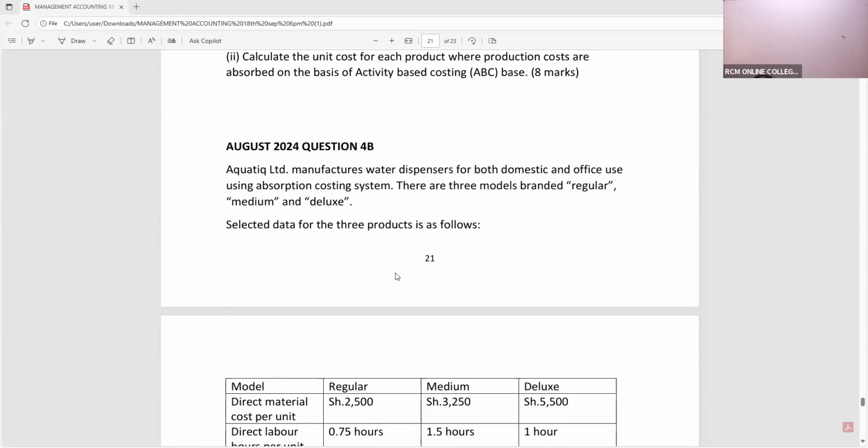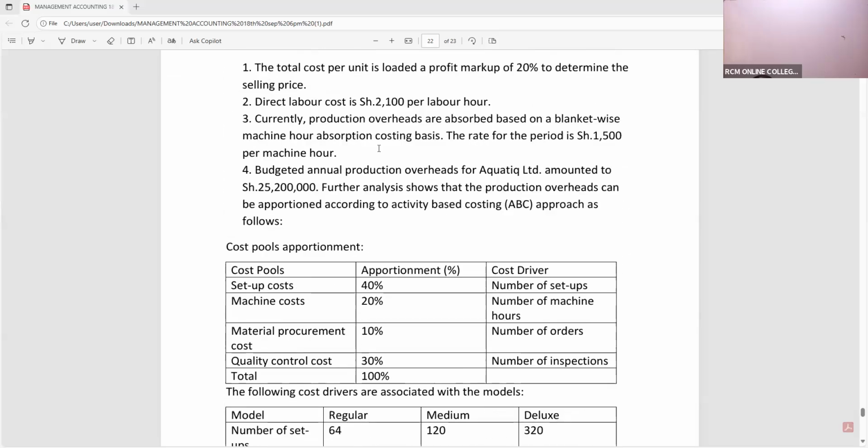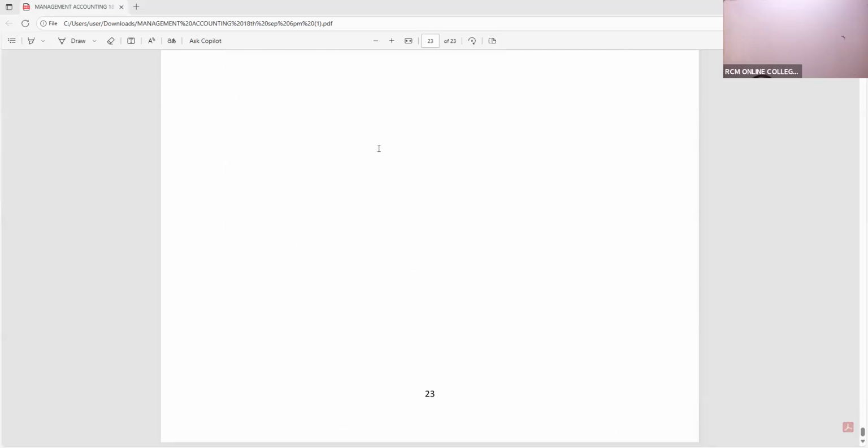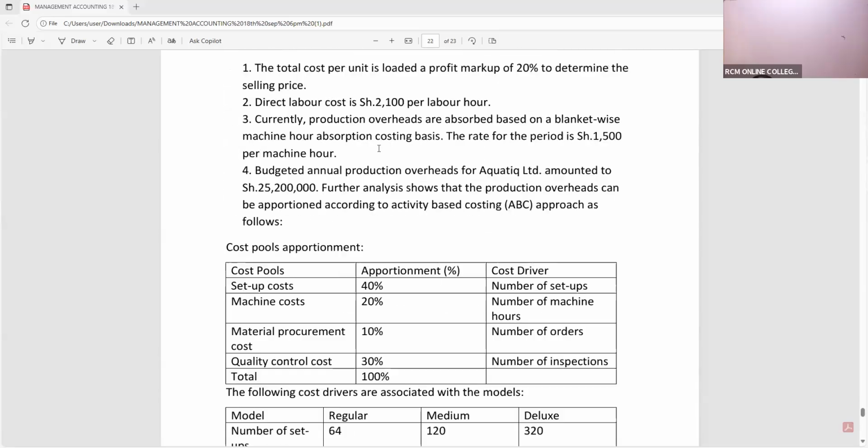And it will take me exactly 30 minutes to do this question, which is really easy. It is August 2024, question number 4, boy. Is it the one, really? Is it the one? No. The one that was homework? Yeah, the one that was homework is this one here.